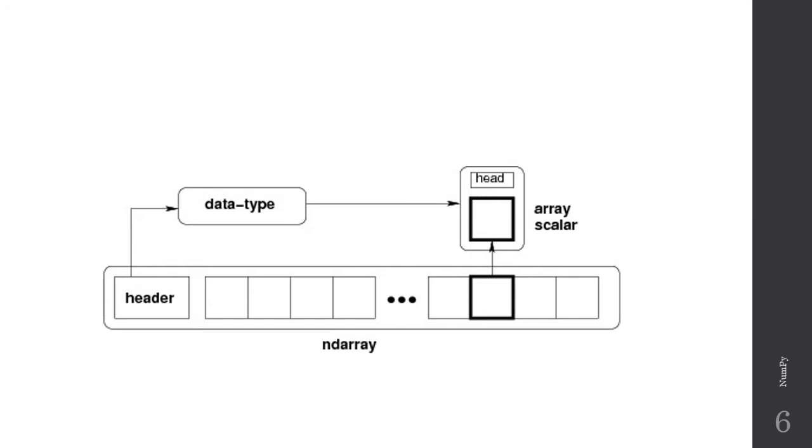So see, this is a diagram of an ndarray. The ndarray has a header part which shows some header information like data type and so on. An array consists of a set of homogeneous data type values. If we extract an object or an element from the ndarray, this also will be a scalar value, and we consider it as an object, an array scalar object, by the Python environment.